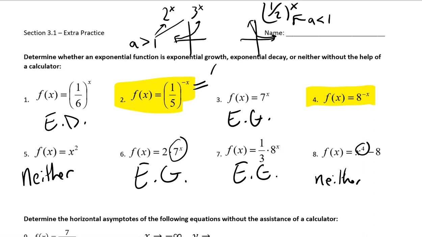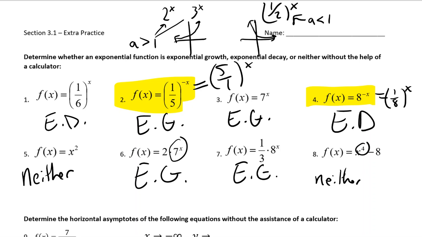So you should rewrite this as a positive exponent and rewrite this as a positive exponent. And the way you can change this from a negative exponent to a positive exponent is by taking the reciprocal of what's inside. Negative exponent can become positive exponent if the base becomes the reciprocal. Now that the exponent's a positive x, now you can apply those rules. This number is bigger than 1, so exponential growth. This number is less than 1, so exponential decay.